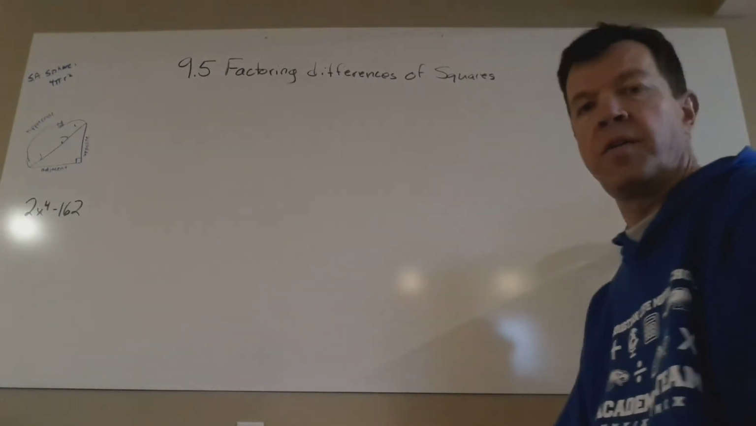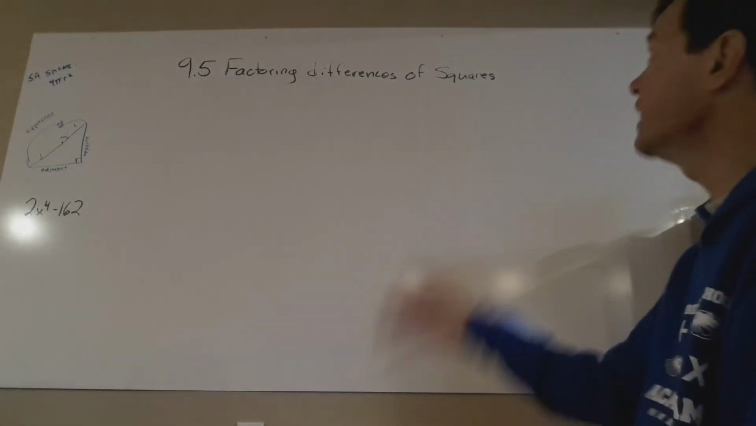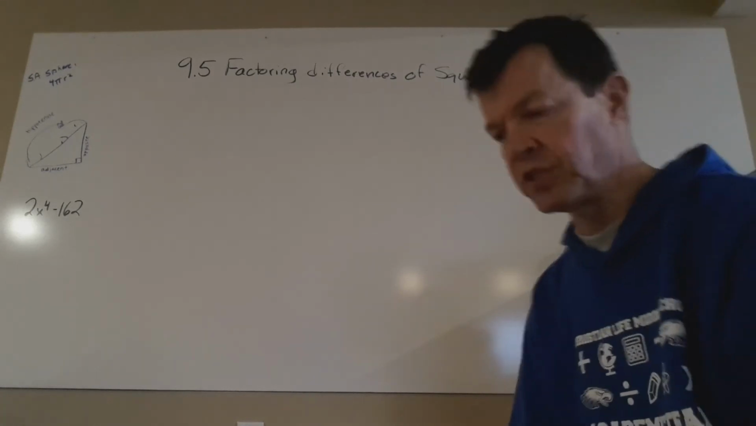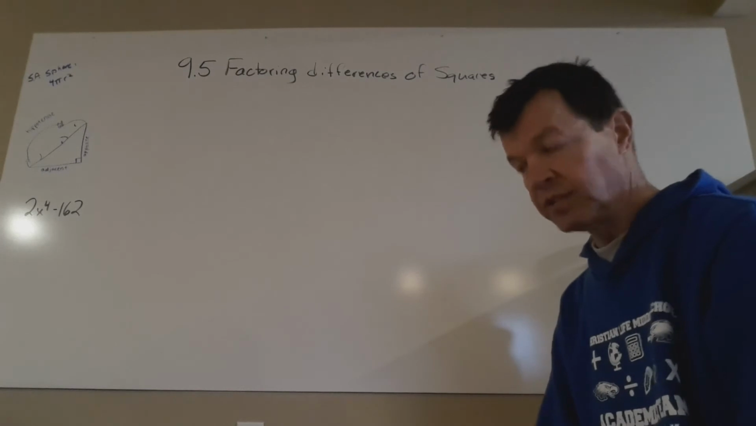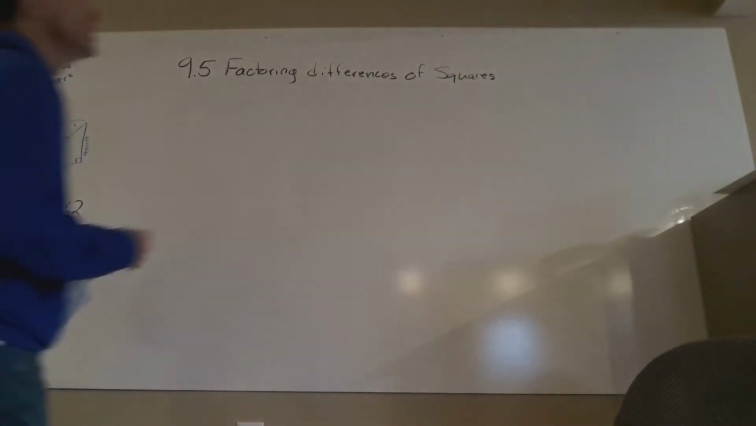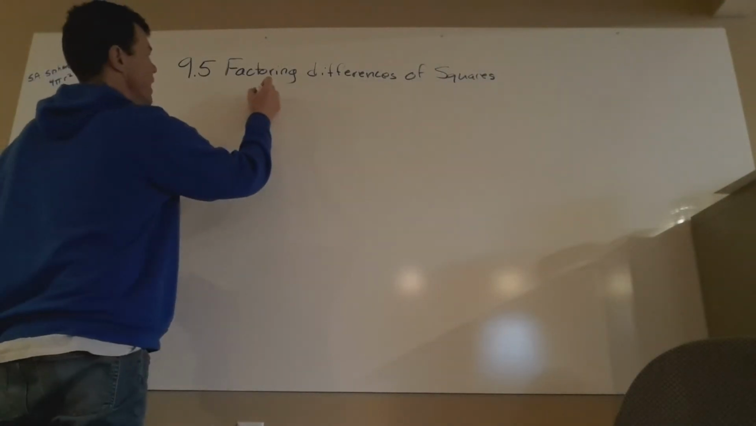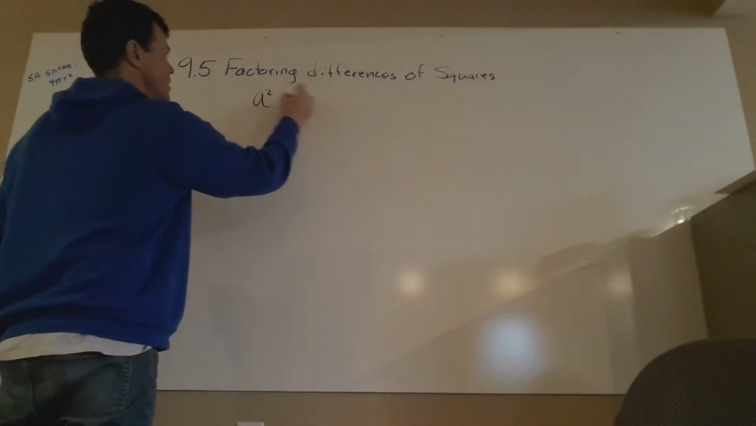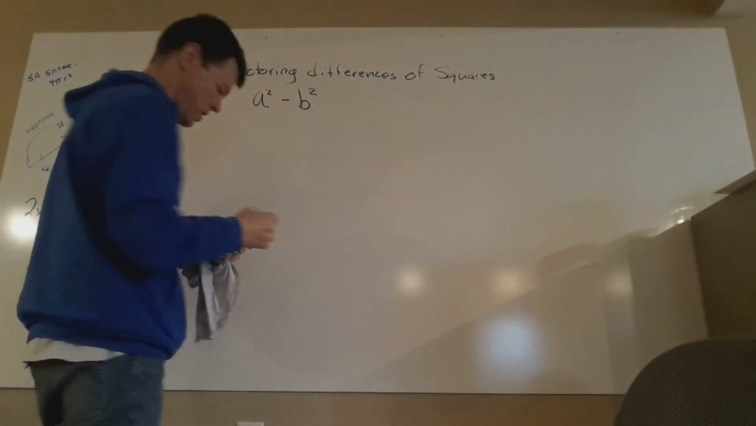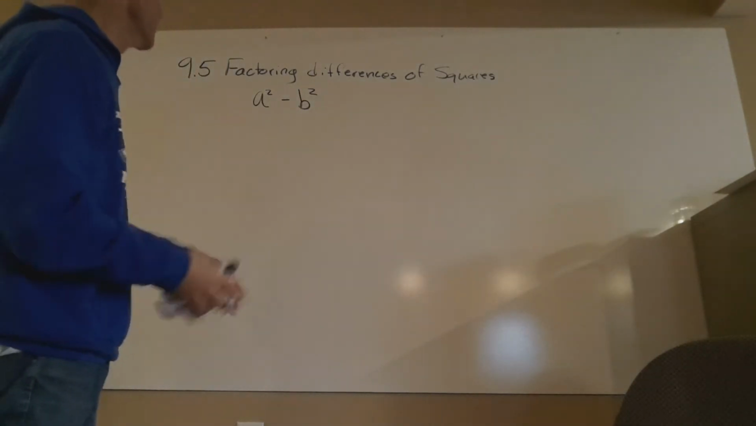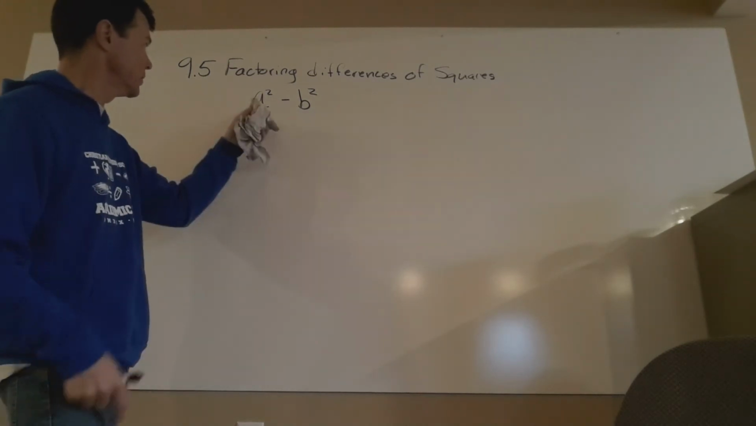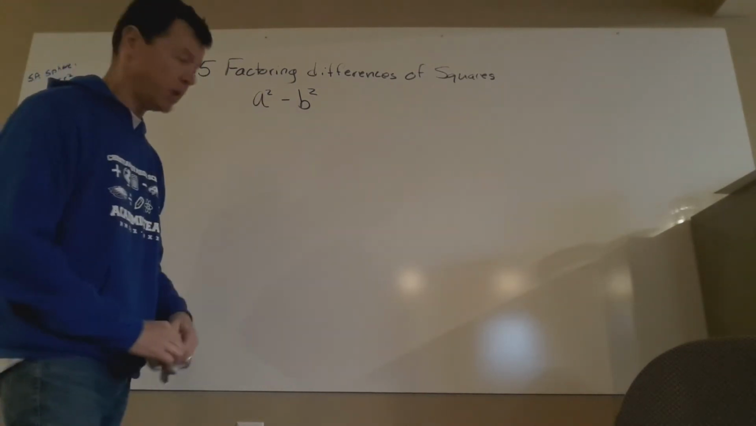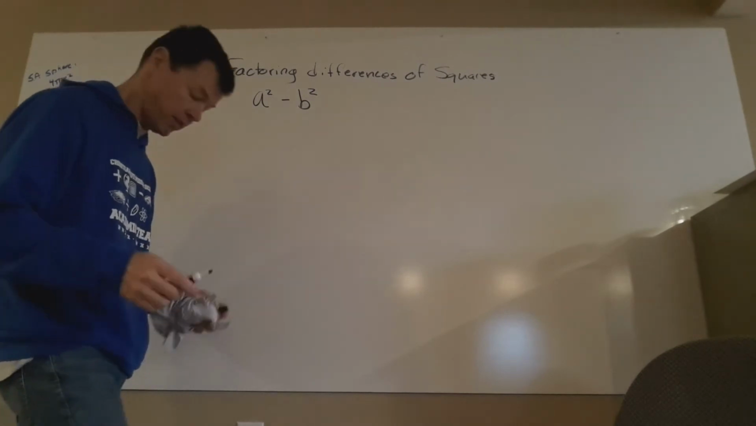Hello, here we are doing more algebra, section 9.5, factoring differences of squares. A difference of squares is just as it sounds. If I have a squared minus b squared, that's what a difference of squares is. You've got a subtraction problem, and one term is squared and the other is squared. It's just a difference of squares, and that's exactly what it means.